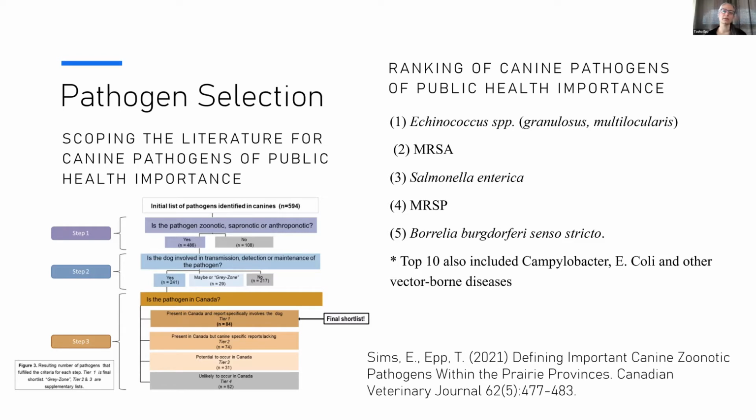So those were our public health importance pathogens, but then we also asked people about companion animal ones that were specific to dogs that they would also find interesting, to make sure that we didn't exclude anything that veterinarians could find very important for their private practice as well. If you are interested, some of this was written up in the Canadian Veterinary Journal.